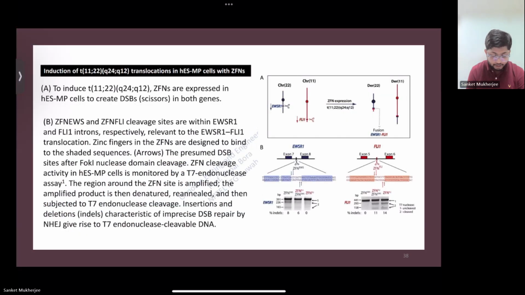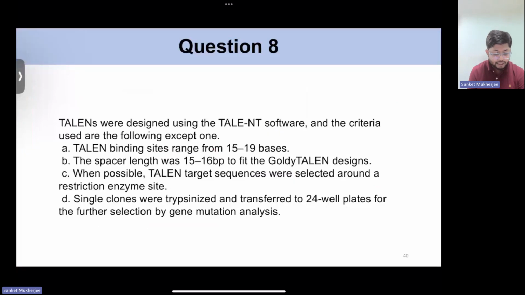So zinc finger nucleases are expressed in the human embryonic stem cell to create double-stranded breaks in both the genes. So this is how we know, and ZFN is the answer.